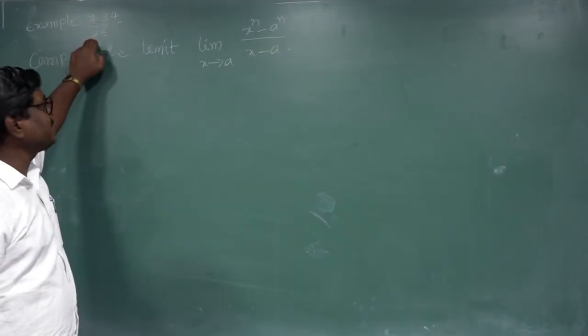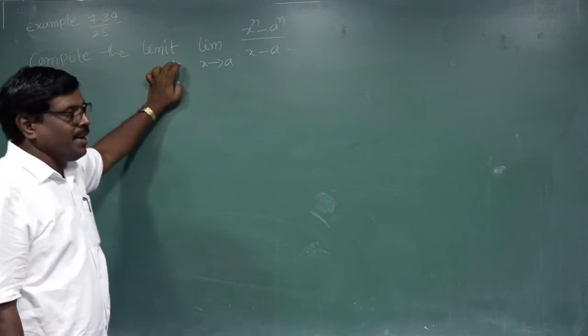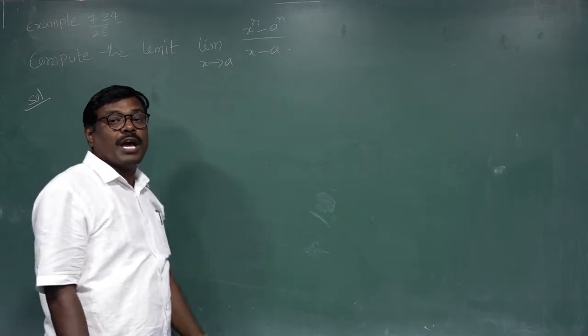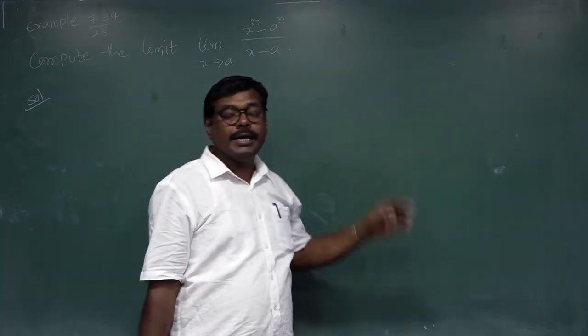Example 7.34, page number 26. Compute the limit as x tends to a of (x power n minus a power n) by (x minus a).